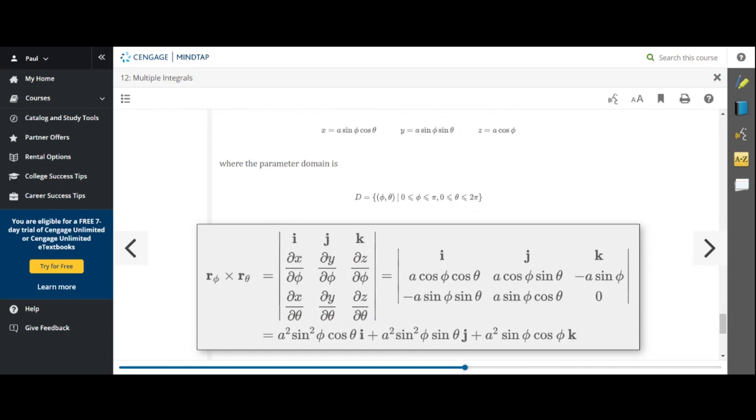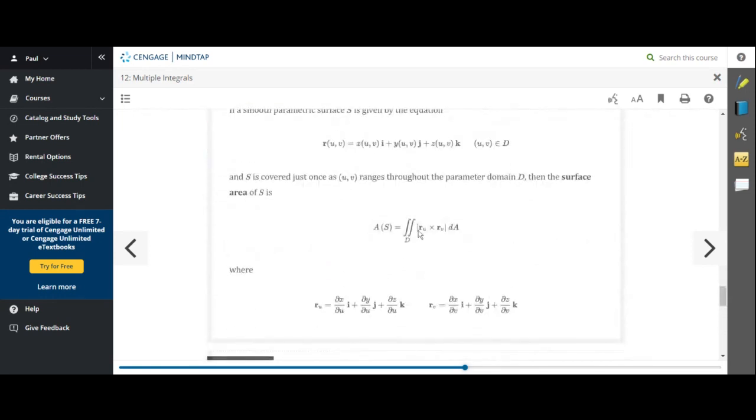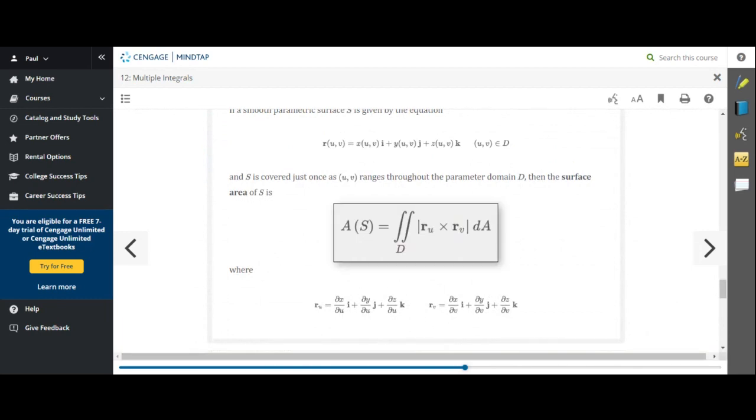So it's just a matter of computing a cross product. And now, based on the formula, we want to find the magnitude of this cross product vector. Because in the formula here, before we can integrate, we need a function to integrate, right? Well, that's going to be the magnitude of the cross product vector. Now, they have u and v as their parameters, but for example one, we're just using phi and theta. All right, so we move forward here.